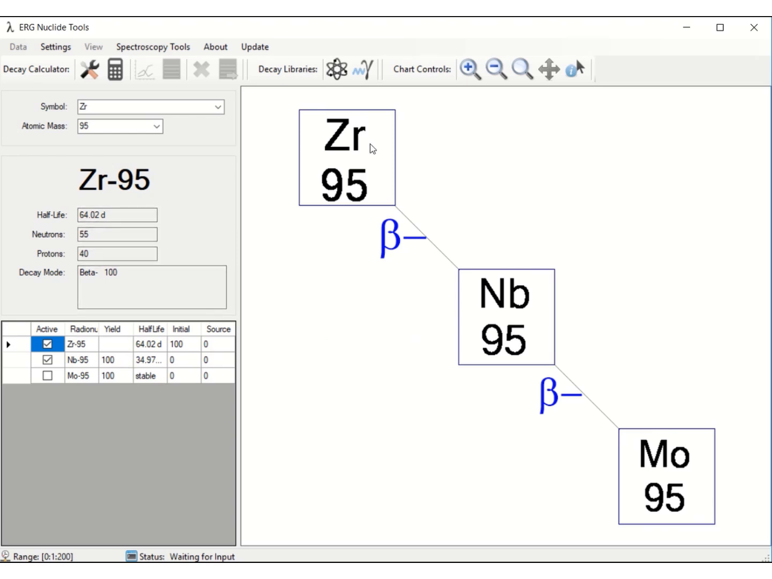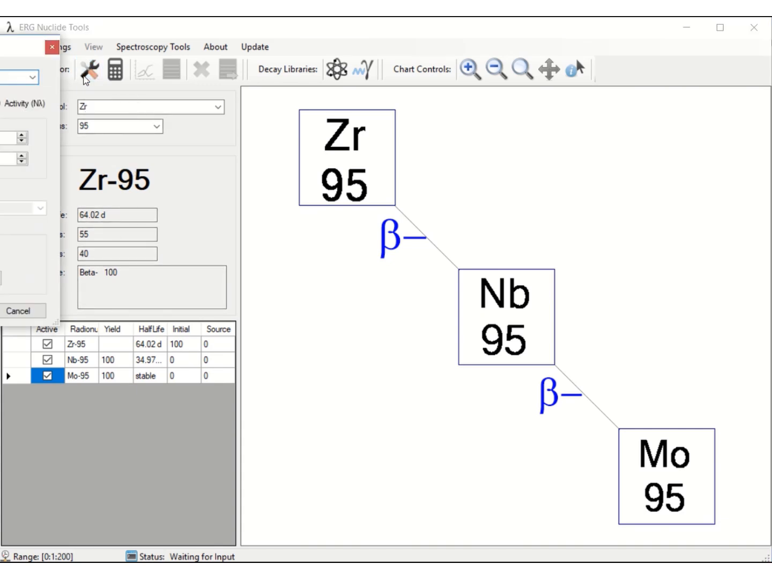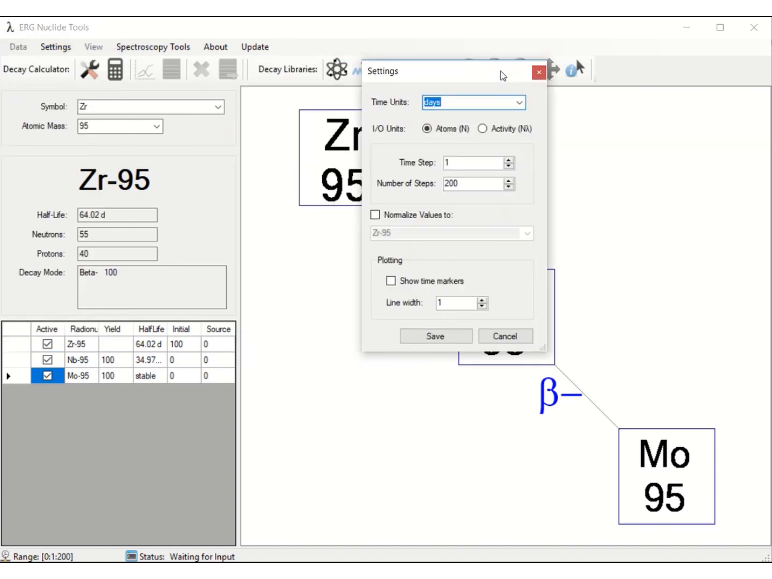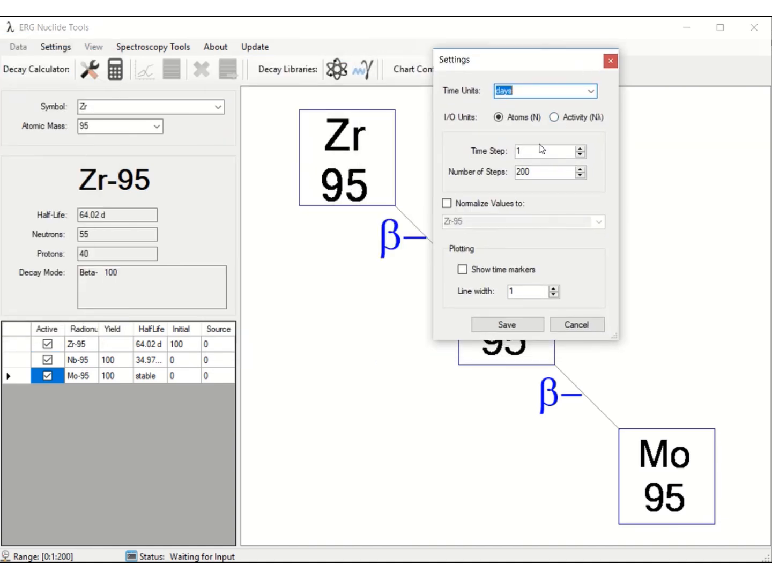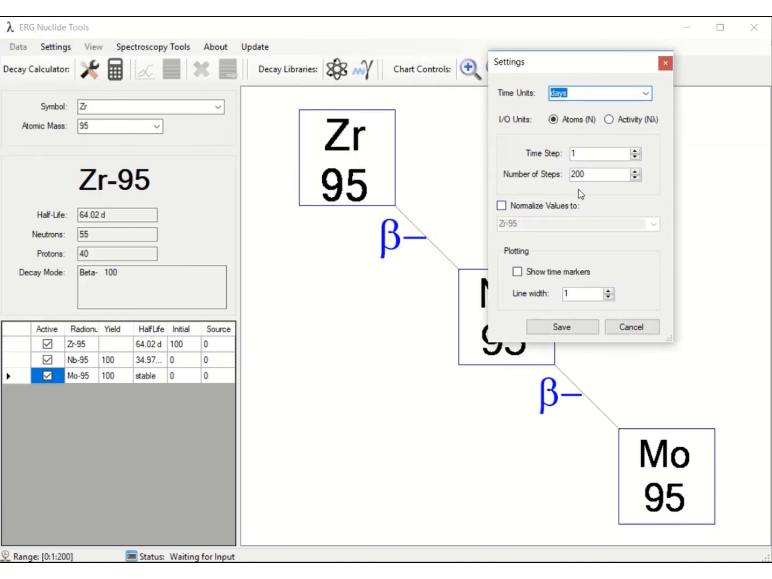The input data isn't done by clicking on this bar. It's done through the table. So let's just say there's 100 atoms of zirconium, fundamentally a percentage. And let's also include the molybdenum into the output since we're talking about atoms. Let's click on the parameters, pull up the parameters. Let's go for 200 days, shown here. The half-life is 64 days, 34 days, and stable.